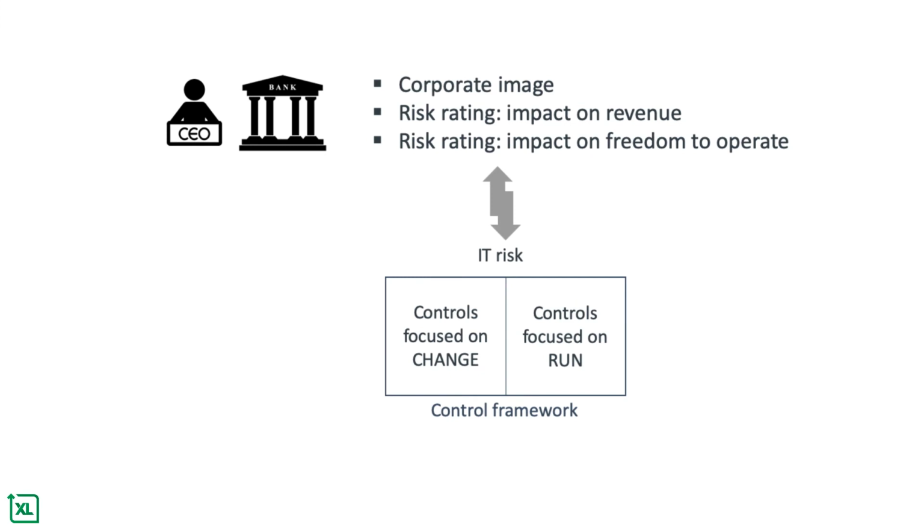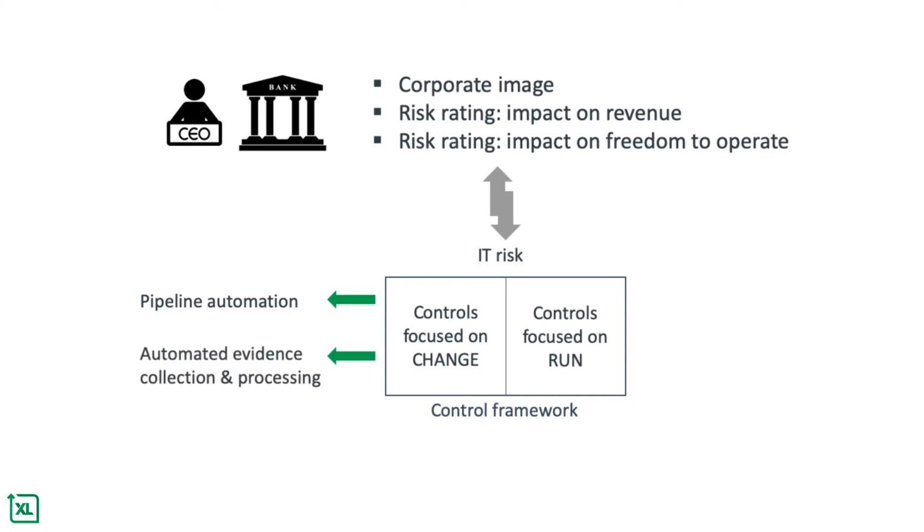XebiaLabs helps you with doing this by pipeline automation. Pipeline automation can build repeatable patterns, and if you can incorporate all the controls into your pipeline, this will help you to accelerate. The second step XebiaLabs is doing is helping you to gather all the evidence. Because ultimately you can have a controlled process, but if it's hard for you to gather the evidence for your auditing reports or for whatever reports, it's still hard to accelerate.